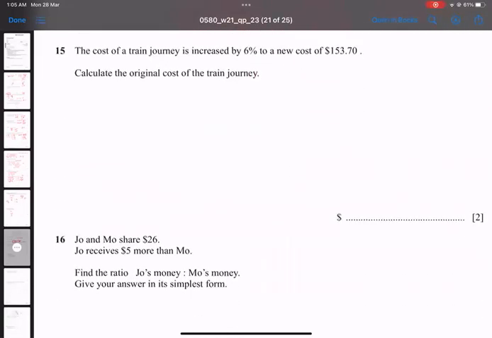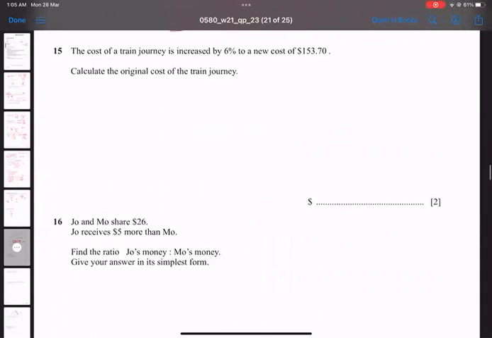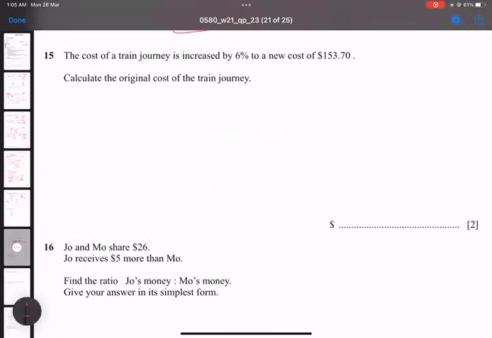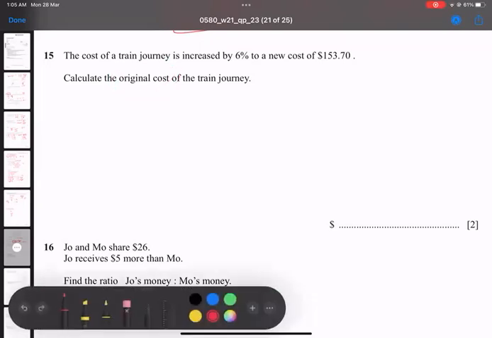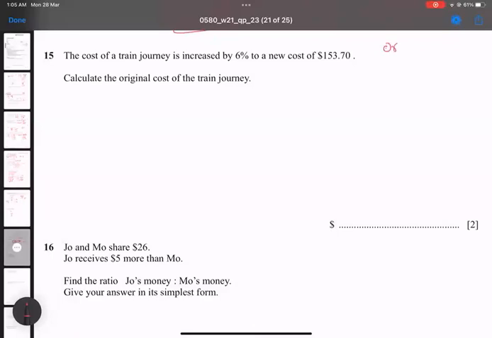Let's talk about question number 15. First we do 15, then talk about 16. Question number 15: the cost of a train journey is increased by 6% to a new cost of this. Calculate the original. And I'll tell you one thing: whenever the word original comes, or words like old, previous, or a cost, all will be taken as 100%, which is called full. So we need the original cost.